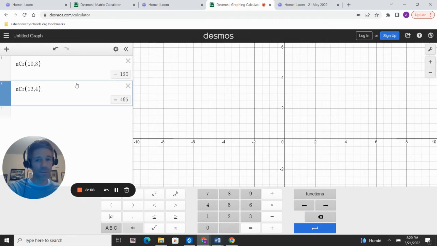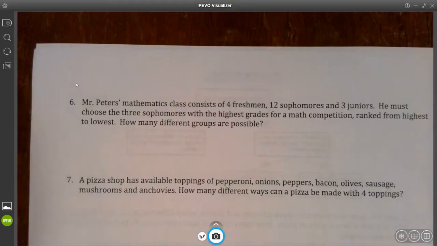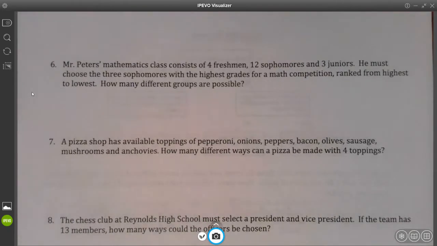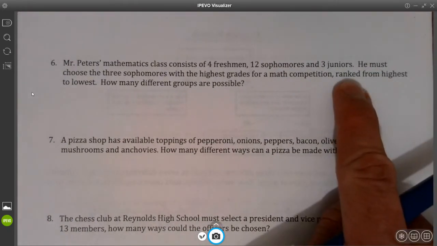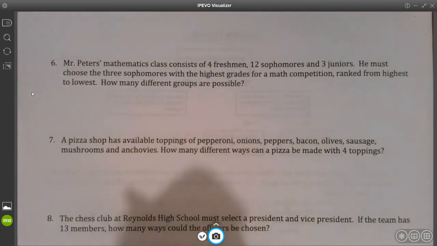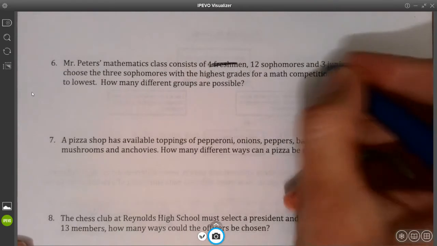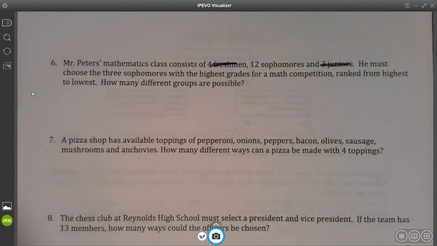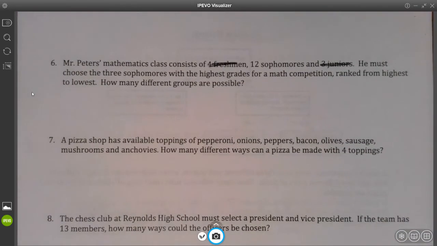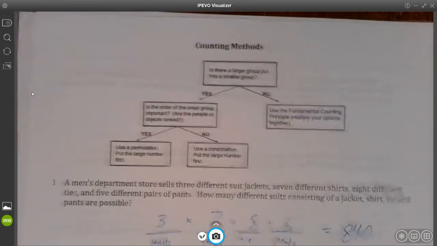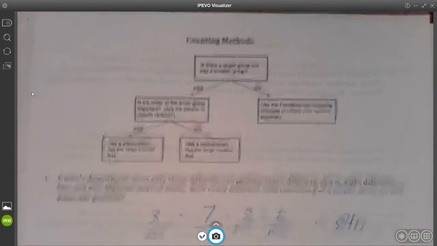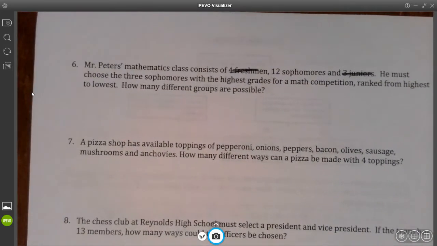All right, Mr. Peters' mathematics class consists of 4 freshmen. I'm reading the next problem, by the way. 4 freshmen, 12 sophomores, and 3 juniors. He must choose 3 sophomores with the highest grades for a math competition, ranked. Oh my goodness. Okay, here goes. Sophomores. So again, I'm only dealing with sophomores, so I don't need the freshmen or the juniors in this problem. I am ranking them from highest to lowest. So if we flip this paper over, we'll realize there's a large group put into a smaller group, and the order is important. Use a permutation, put the large number first. This one is a permutation, not a combination.